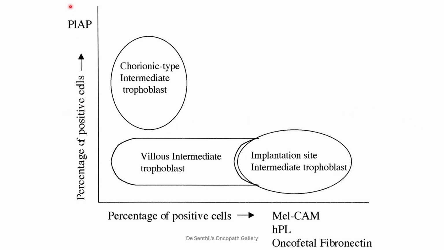This picture shows the immunological expression of different types of trophoblast. The chorionic type intermediate trophoblast will be positive for placental alkaline phosphatase. The implantation site intermediate trophoblast will be positive for Melcam, HPL, and oncofetal fibronectin. The villous intermediate trophoblast has variable expression for Melcam, HPL, and oncofetal fibronectin. It will be negative for placental alkaline phosphatase.